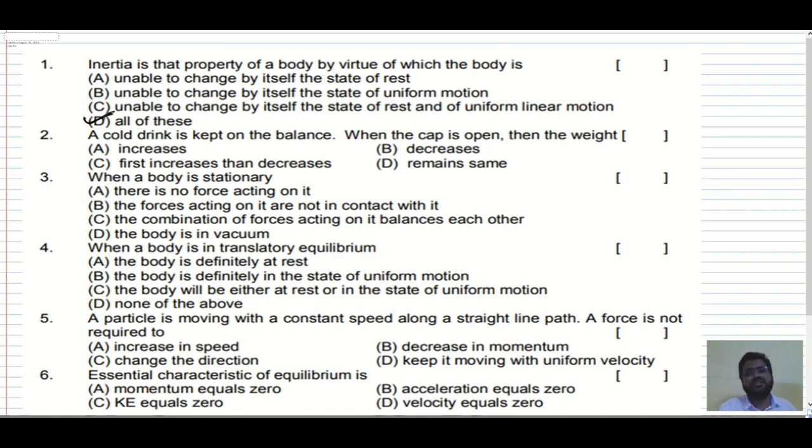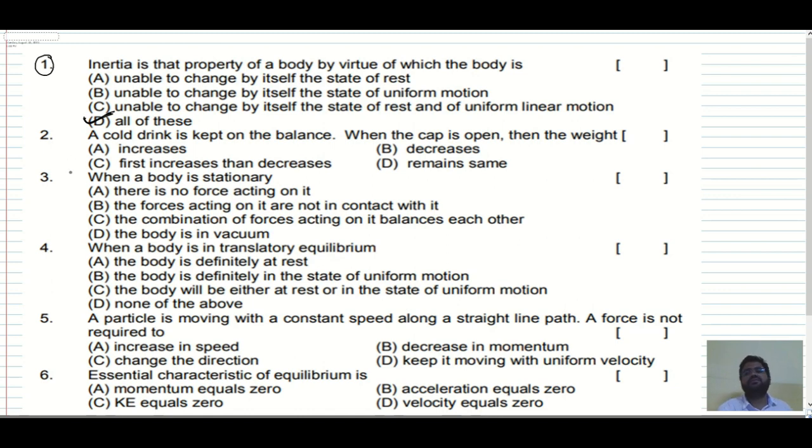So I hope this is clear. Though I am taking theoretical questions over here, all these questions are really very important. So listen to these questions very carefully and adapt it, right? So over here, the first one's answer is all of these.